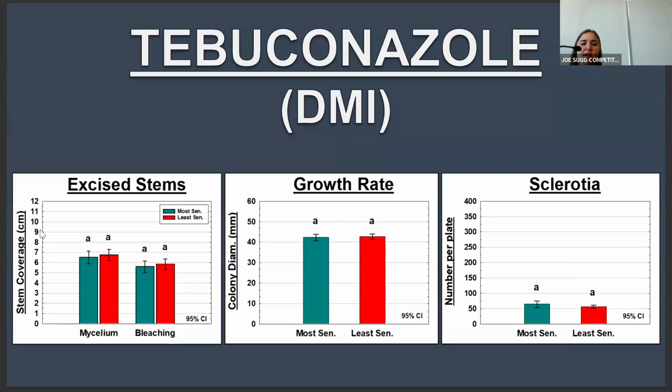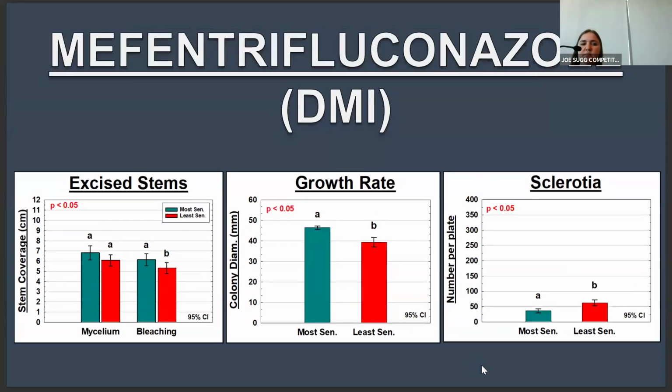So on the left-hand side, the XI stems is measuring the stem coverage in centimeters. The growth rate is showing you the colony diameter in millimeters, and the number of sclerotia per plate on the very right-hand side. And you can easily see for TEB that we don't see any differences across these different attributes. For methylfluconazole, we do start to see some differences, but again, because those EC50 values weren't even different for these 2 groups, and since the differences are really small, I would imagine that there's not really any biological meaning behind these differences.